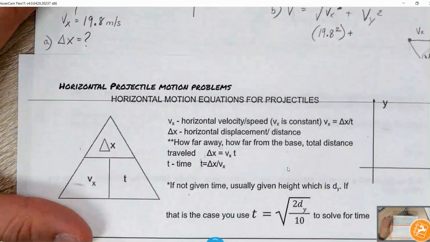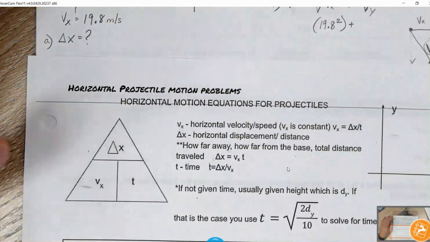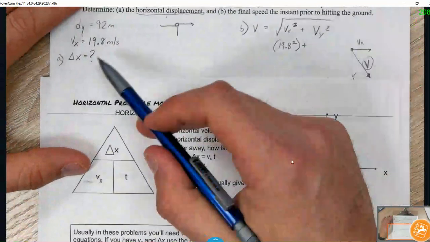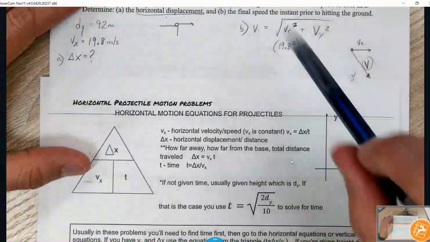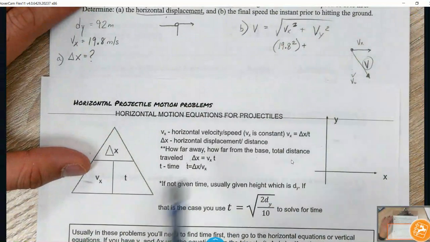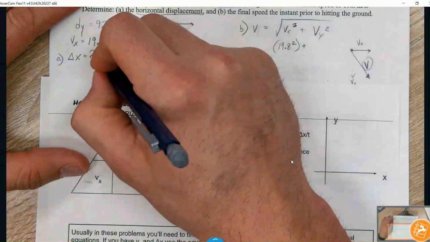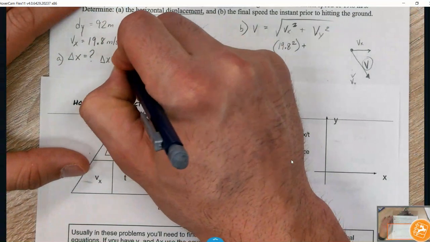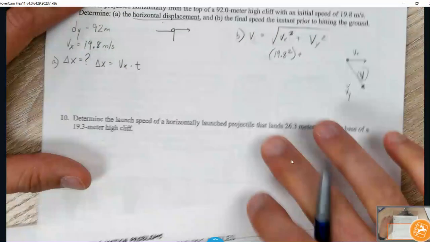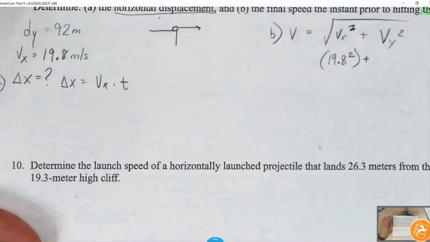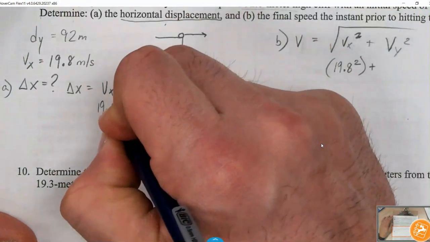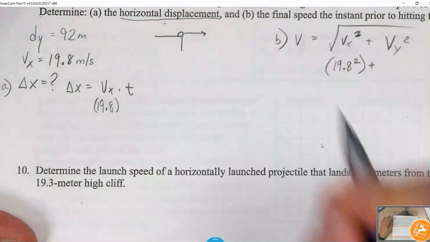So what we do is once we know what we're looking for, guys, you're going to go to your little formula sheet here. Delta x. What is the equation for delta x? Vx times time. Do I have Vx? Yes. So I'm going to just say, okay, cool, I got that. Do I have time?